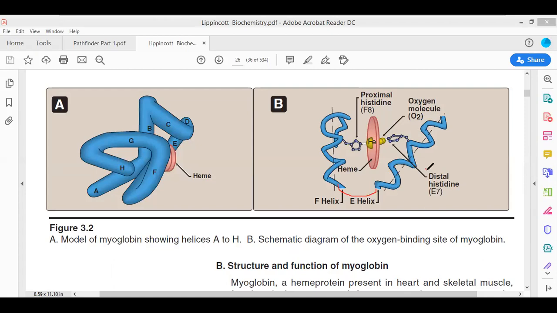This is the distal histidine, and this is the proximal histidine. They are at positions 64E7 and 93F8, and in between them iron is present, which binds the oxygen molecule. This makes it very clear that this is a globular protein. This is the globin part of the protein, and this is the heme part of the protein molecule. Clearing all the drawings. Now, is it clear to you all?